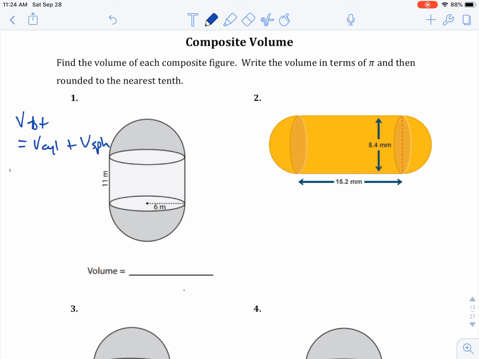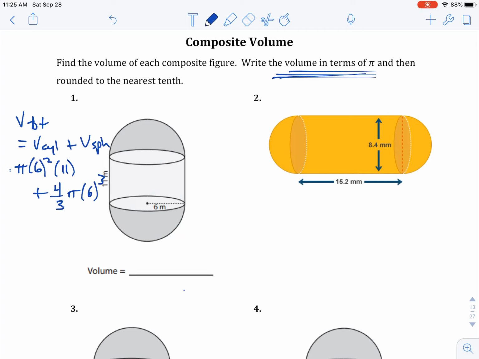So we're going to use that 6 in both formulas to find the composite volume. For the cylinder, it's going to be pi times the radius squared times the height of the cylinder, plus the volume of the sphere, 4/3 pi times the radius cubed. That is a 3 down there, not a 5. There we go.